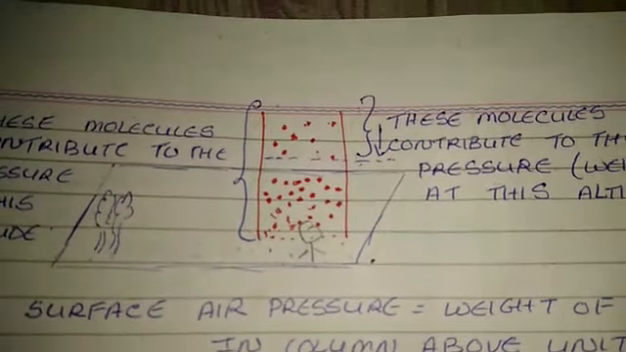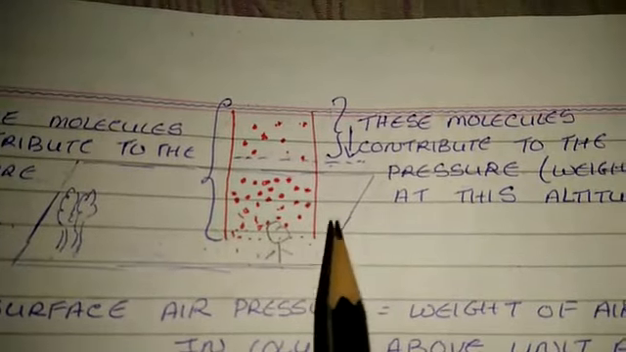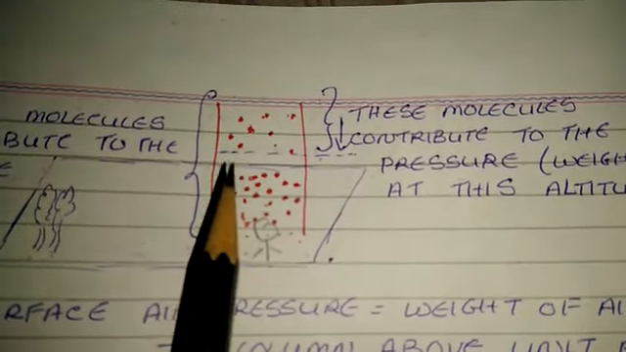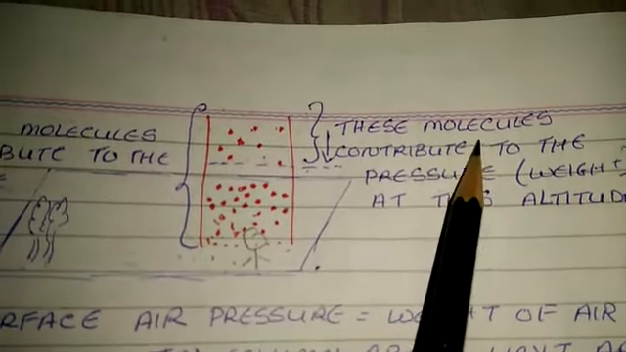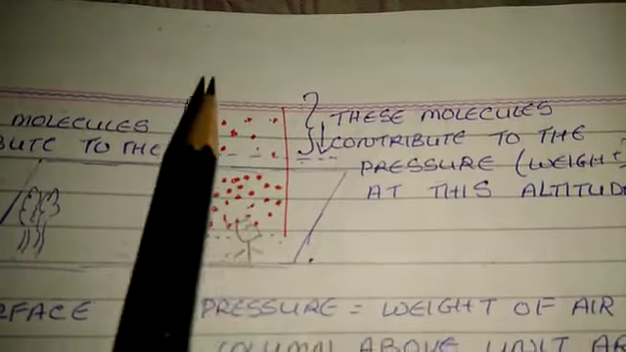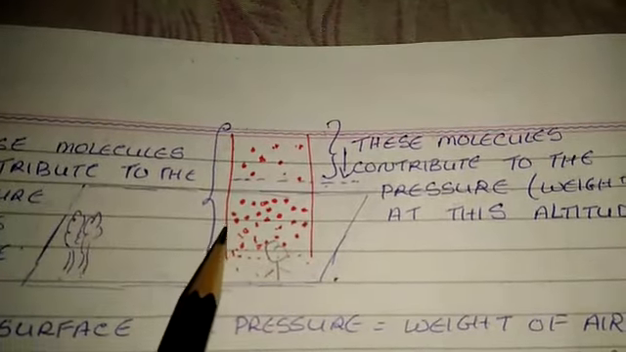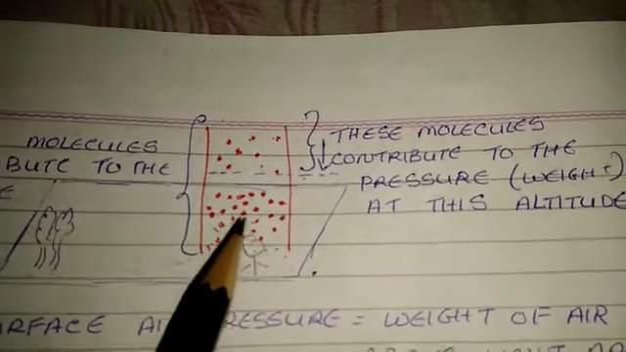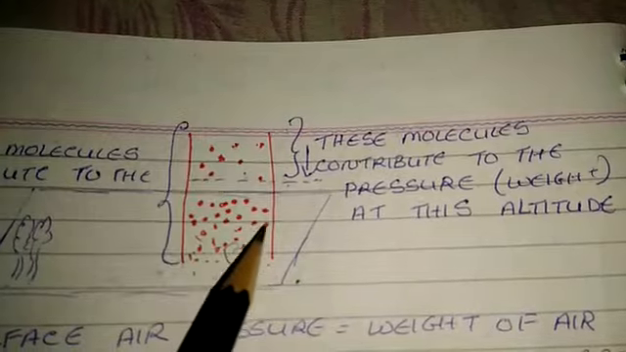Now see this next diagram. This is the ground and this is the column of air. The molecules in the atmosphere are more at the bottom and less at the top. So these molecules contribute to the pressure at this altitude, and all these molecules contribute to the pressure at this altitude. So suppose we are standing on the ground and this whole column of air is above us.